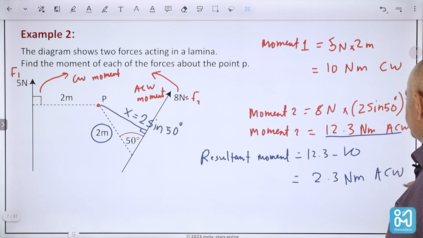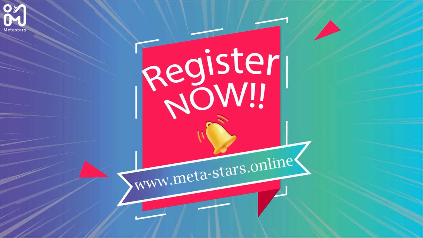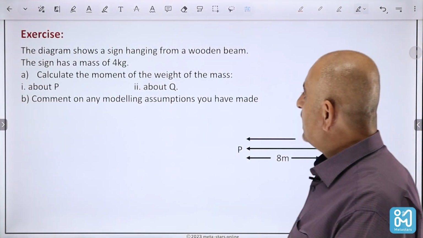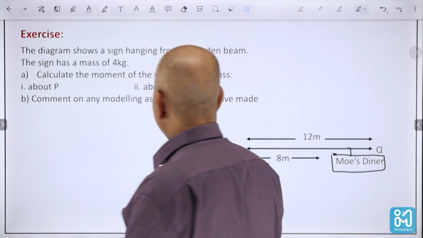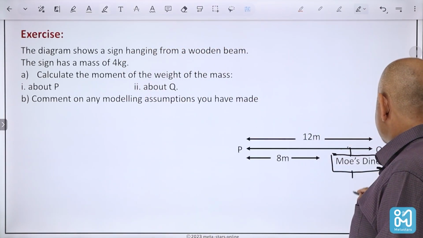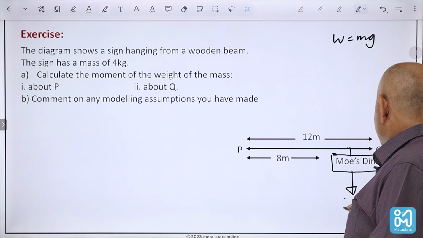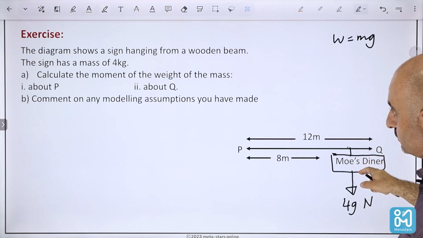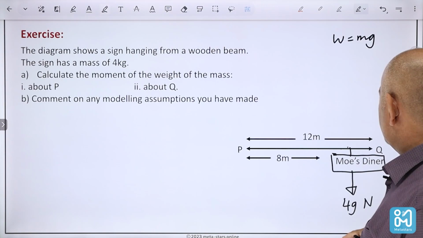Let's see what we got next. Now, the diagram shows a sign. It's just a sign hanging from a wooden beam. The sign has a mass of 4 kilograms, that means its weight is what? Because weight equals mg, as you know, that's going to be 4g in newtons. That is the weight that the sign is exerting on the beam, and that's beam PQ.